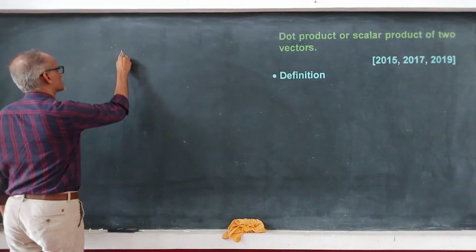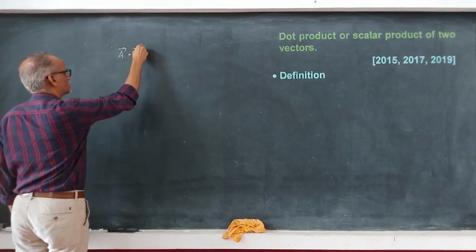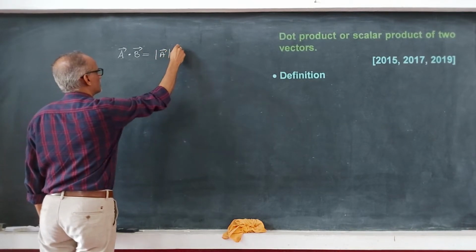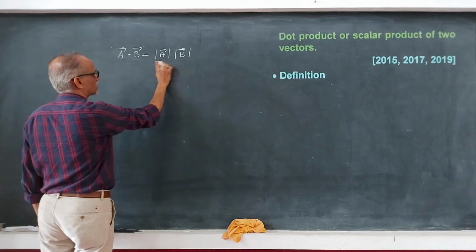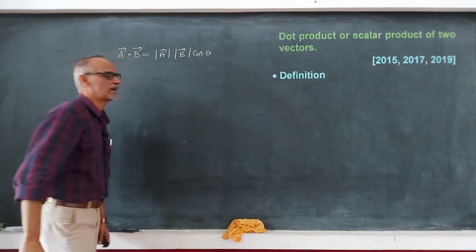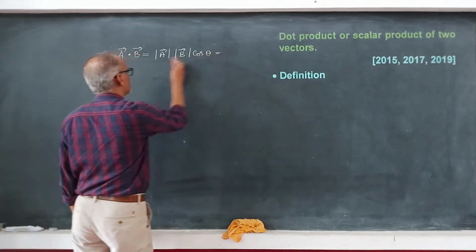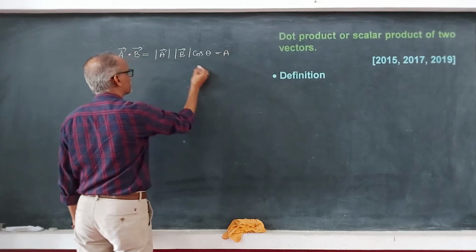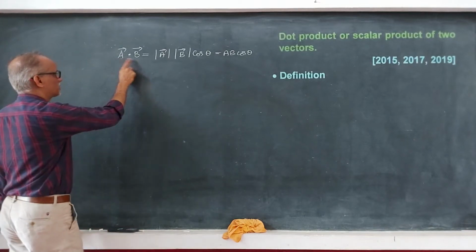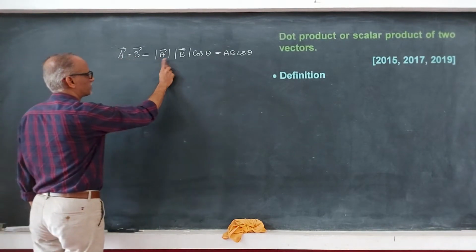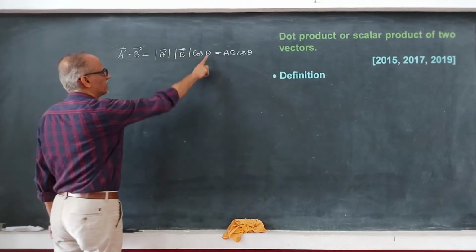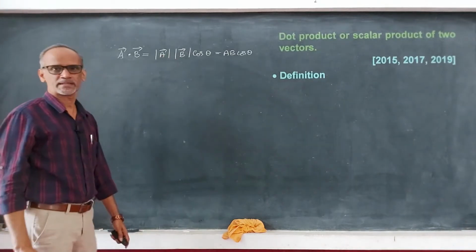Dot product of two vectors is defined as the product of the magnitude of the two vectors and the cosine of the angle between them. You can even write like this: magnitude of a vector, we write it as only A, and then B cos theta. So what is the definition? Dot product of two vectors is defined as the product of the magnitude of the two vectors and cosine of the angle between them, where theta is the angle between these two vectors. So that is the definition.